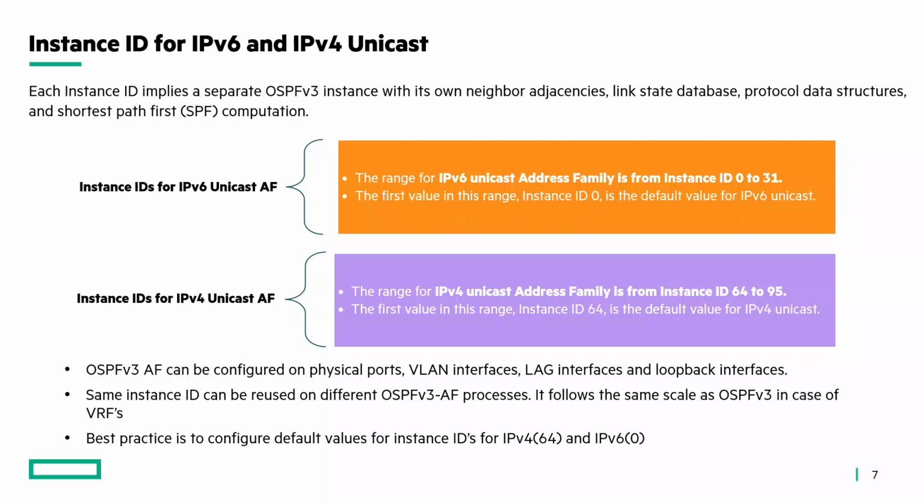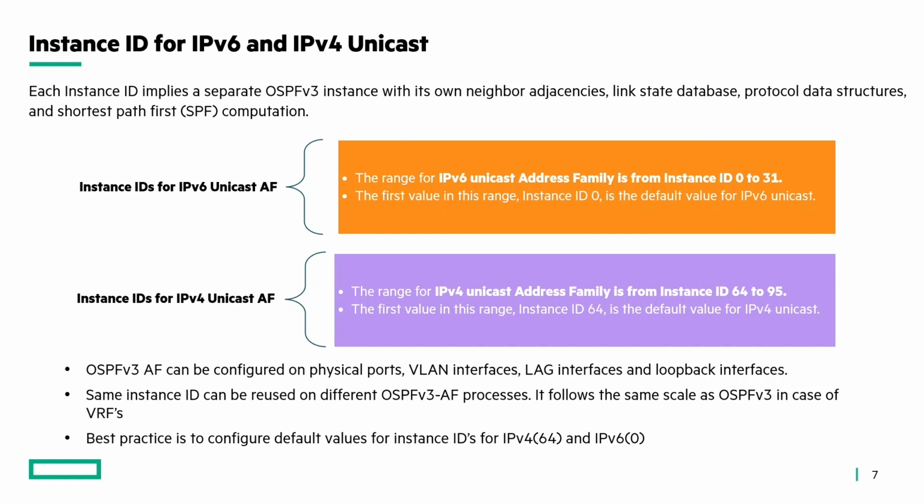So let's talk about instance IDs for IPv6 and IPv4 unicast. Each instance ID implies a separate OSPFv3 instance with its own neighbor adjacencies, link state database, protocol data structures, and SPF computation, that is the shortest path computation. Talking about the instance IDs for the IPv6 unicast address family, the range for this is from 0 to 31, where the first value in this range, instance ID 0, is the default value for IPv6 unicast.